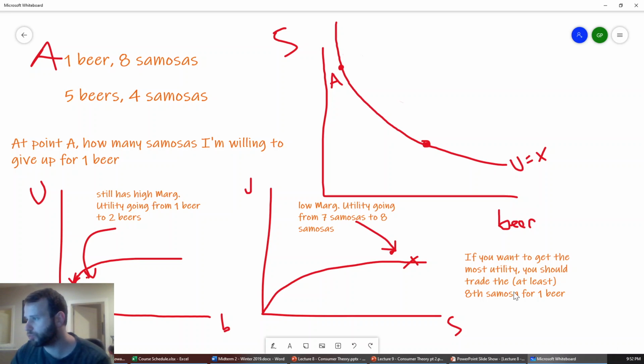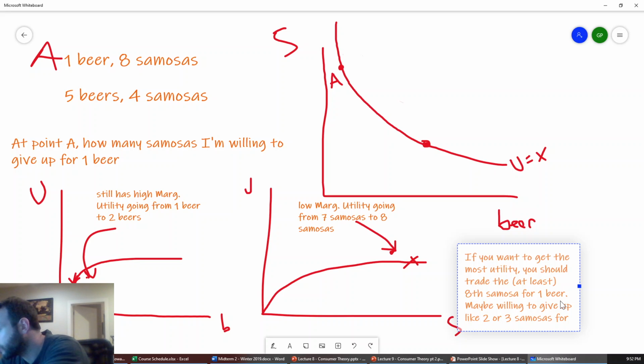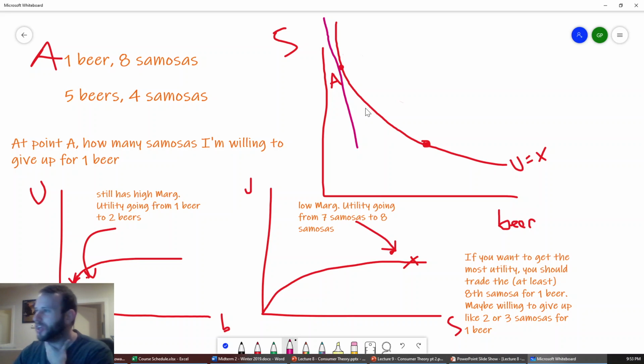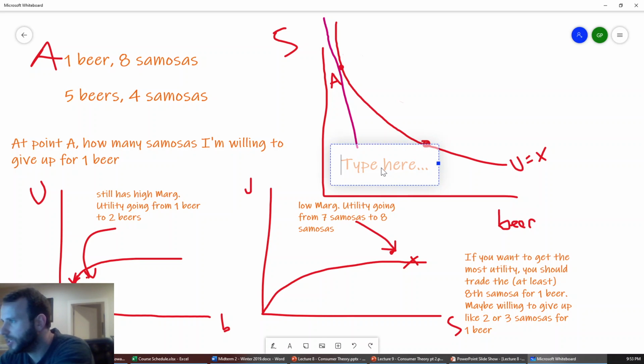Okay? So you're willing to give up at least 1 samosa for 1 beer. You're more likely to give up maybe 2 or 3 samosas for 1 beer. And what really determines that is the shape of the indifference curve at point A. So if we were to take a tangent line and grab the slope, this is a regularly recurring theme, the slope of a tangent line, this purple line is the slope of the indifference curve at point A.